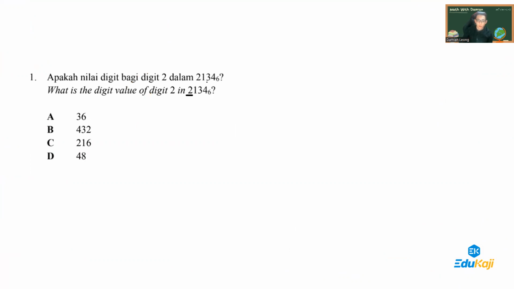So start counting from the right side. The power starts from 0, power 0, power 1, power 2, power 3. So 2 here represents 2 times the base 6. Here the position is power 3. So it's 2 times 6 to the power of 3, which is 432. Answer B.